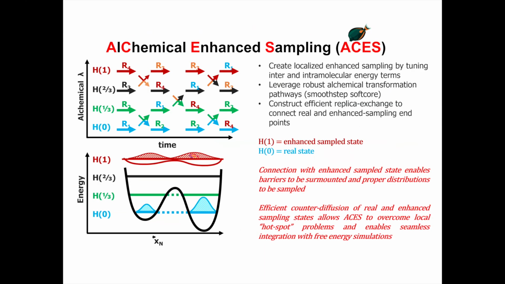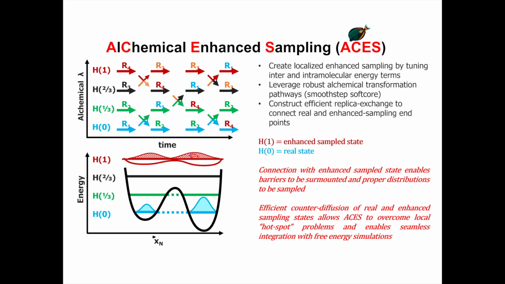So now I'm going to move on to alchemical enhanced sampling. And so the idea here is oftentimes in free energy calculations, it's not sufficient to just have a stable alchemical transformation pathway. You also need to make sure that your sampling is such that each one of the lambda windows that you're actually simulating sees the same distribution and sees as close to complete sampling as possible. And so the method that we've developed that tries to do this is called alchemical enhanced sampling.